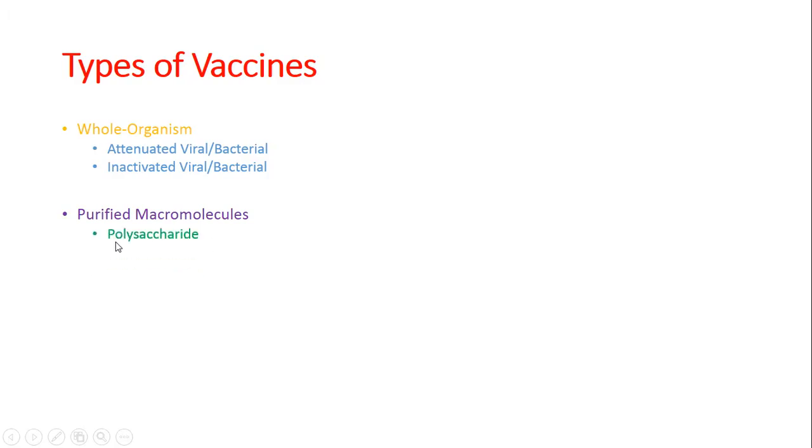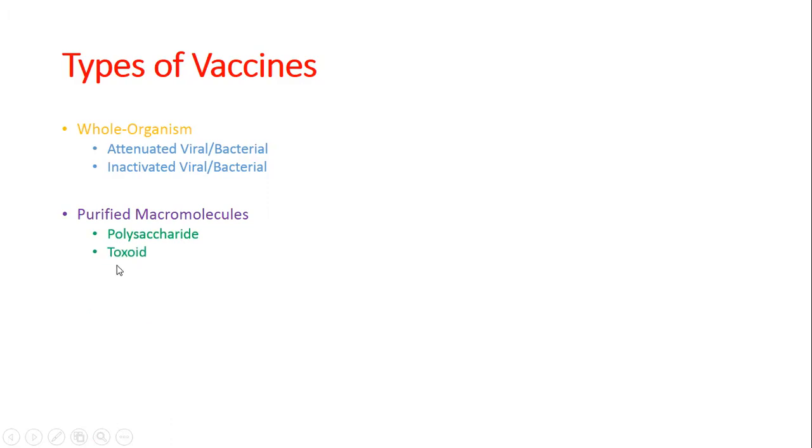Types of vaccine: whole organism, for example, attenuated viral or bacterial. Attenuated means that we take out all the invading ability from the bacteria or virus, and it becomes attenuated. Or inactivated viral or bacterial, which is similar to the attenuated one. Purified macromolecules: we take the pathogen and we purify the macromolecules from it, for example, the antigens.